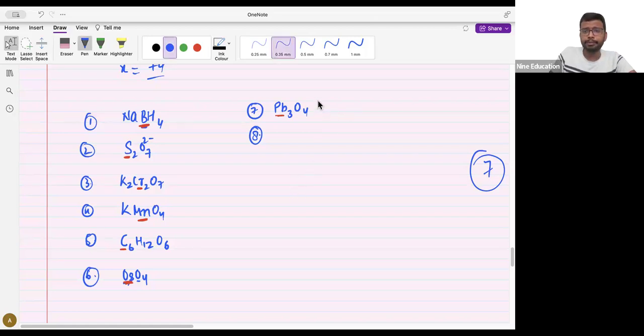You all know Pb3O4 is known as what? Red lead. And red lead is used where? In sindoor. Sindoor, you all know? Where is it used? You are at your homes, you can know.